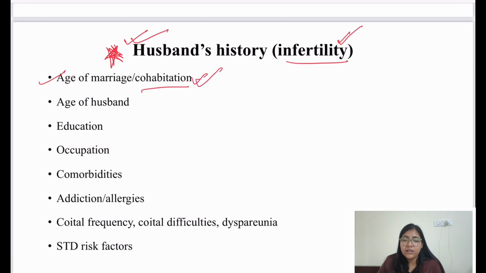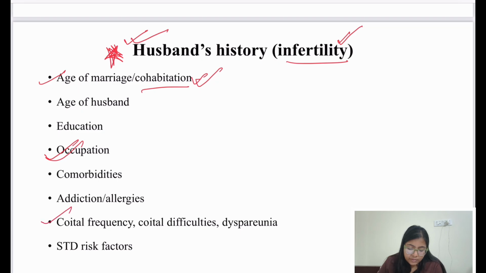Ask about the age of the husband, his occupation, education, because suppose he is exposed to some radio agents or any chemo agents, or maybe working in a dye industry, then that may be toxic to the gonads. So it is very important to ask about the occupation of the husband. Also ask if he has any comorbidities or is suffering from any comorbidity at present, and if he had any past surgeries or not.